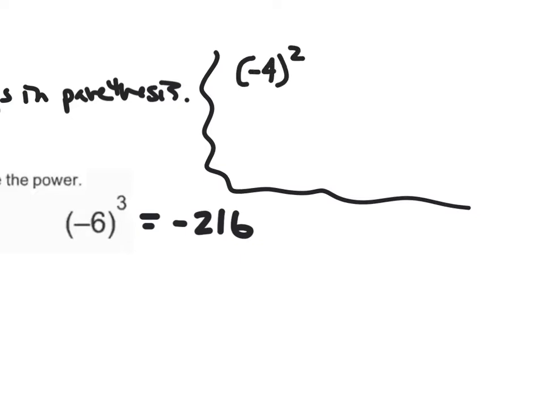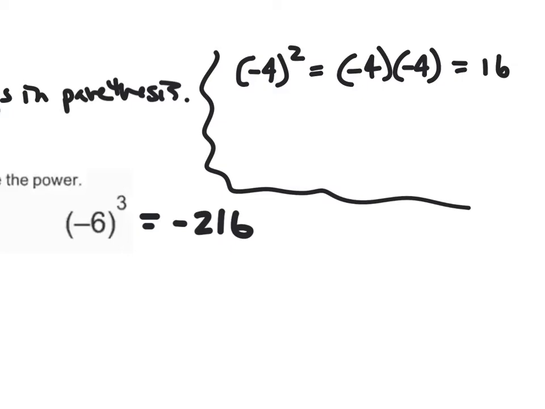-4 squared, okay? What I'm doing there, because I have my negative symbol inside of the parentheses, that means I'm squaring the negative, all right? And this is going to give me -4 times -4, which is going to give me a positive 16.